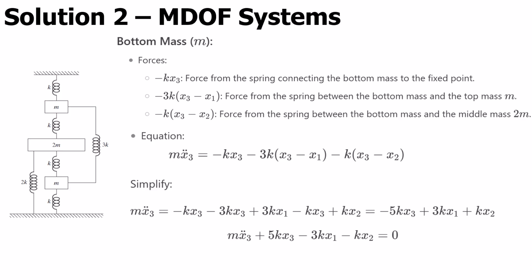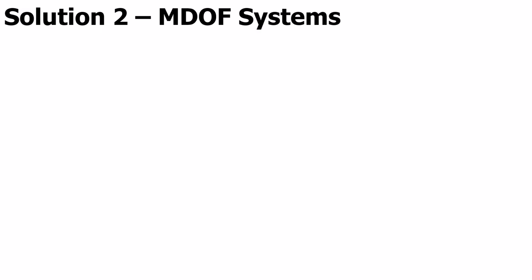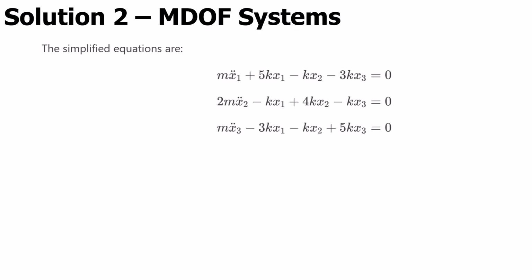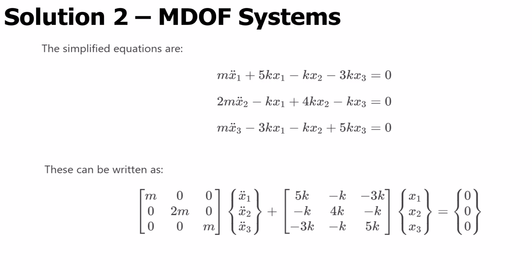So this completes the set of equations for all three masses. Now let's present these equations in compact matrix form, which is useful for further analysis like modal analysis or numerical simulations. The mass matrix is diagonal with masses m, 2m, and m, and the stiffness matrix captures the spring couplings and is symmetric. And that is the final answer.